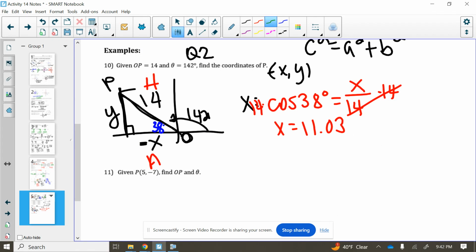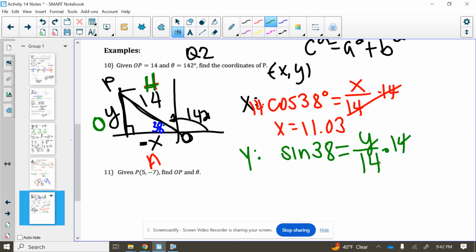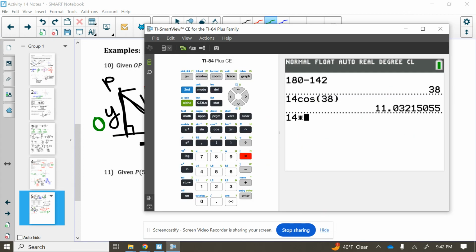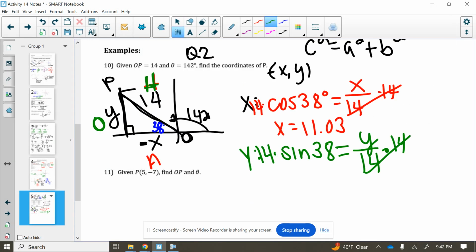Now to find our y value, that is the opposite of the angle of 38 degrees, and we have that hypotenuse again. So to find the y coordinate this time, we're going to take the sine of 38 degrees, which is opposite over hypotenuse. Again, multiply both sides by 14, and you should get 14 times the sine of 38 for a total of 8.62 for that y value. So each time, cosine will always go with your x, sine will always go with your y.